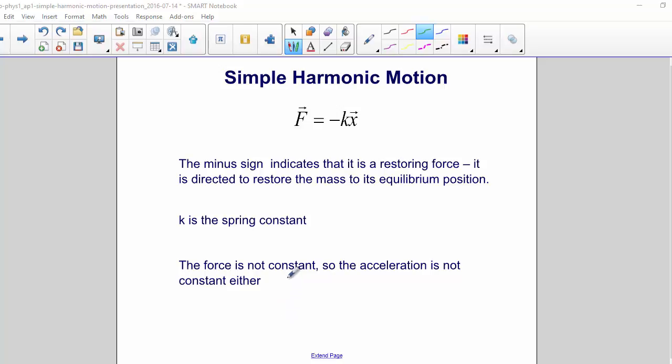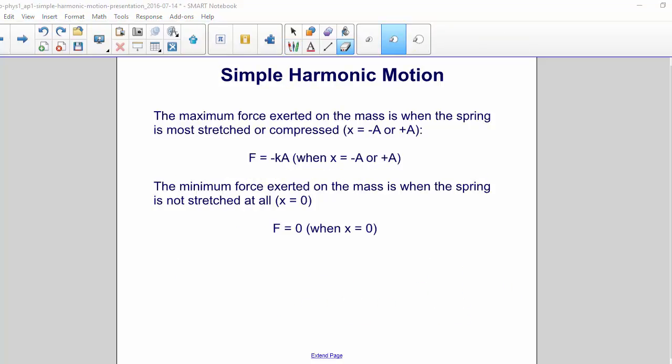That is because a equals F over m, and F is equal to negative kx. So you can see that as x changes, a also changes. And a is always in the opposite direction of x.